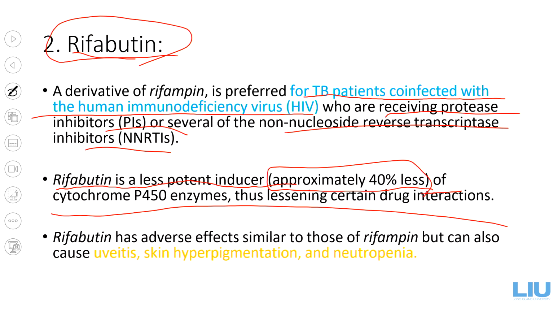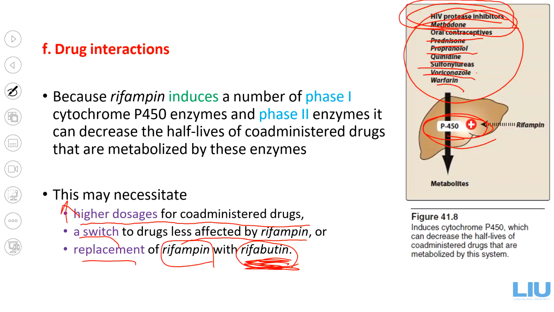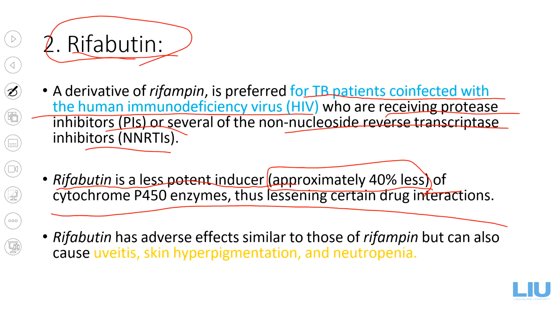Does it say the non-nucleoside ones? It doesn't say the example here, but I guess maybe it's one of these drugs that's also affected by the enzyme. Adverse effects similar to the rifampin. It might also cause uveitis, I guess, the redness or inflammation in the eye, skin hyperpigmentation, and neutropenia. Any questions about rifabutin?